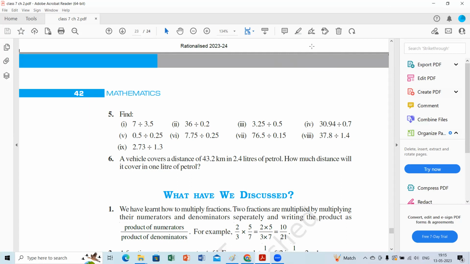Fourth question you can do, children. Do it and text me the answer through the chat box. 30.94 divided by 0.7. Which number should we multiply, Meghana? 10, ma'am. Very good, beta. Very good.